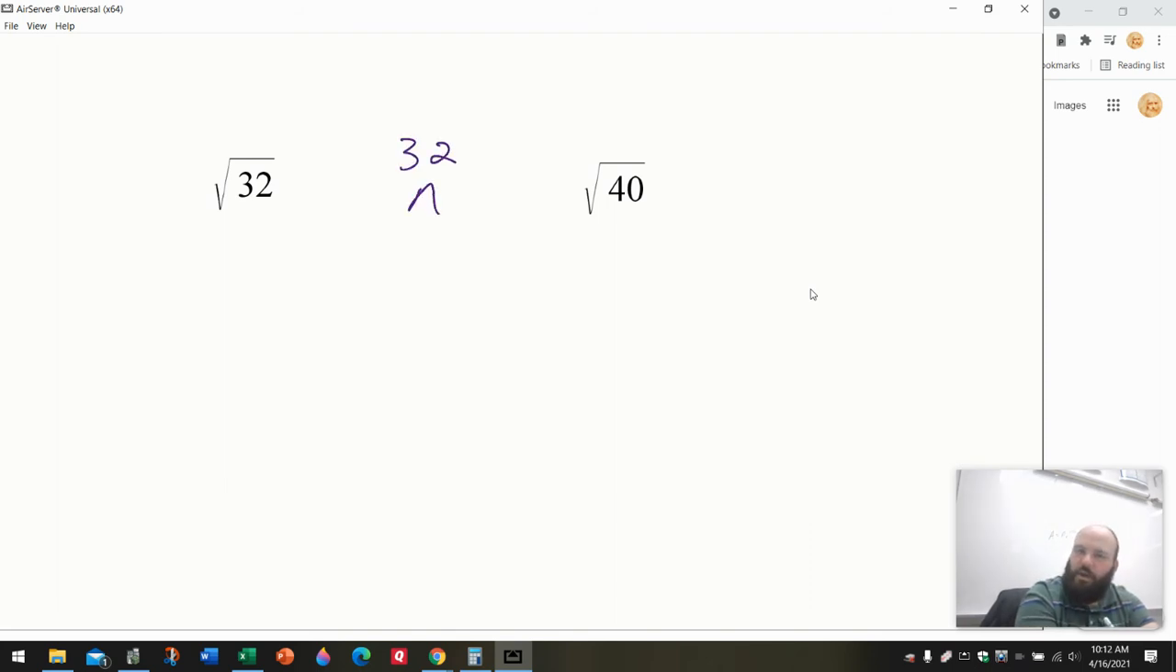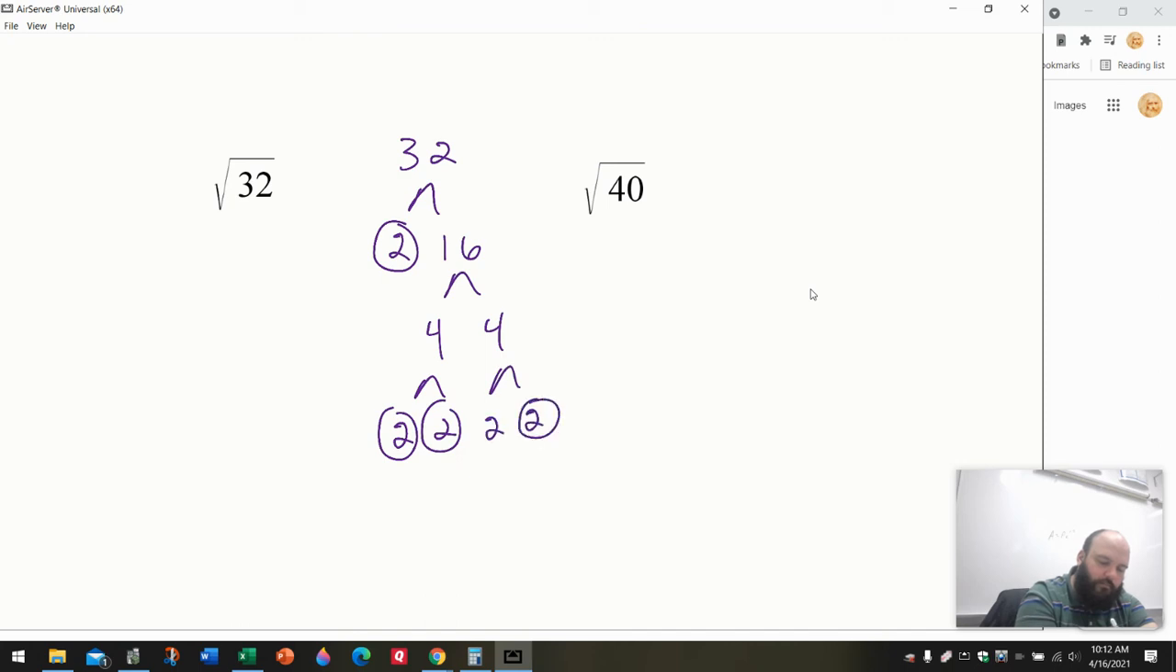32 is even, so we know it is at least divisible by 2, and 32 would be 2 and 16. Now, 2 is prime, so we can circle that. 16 would break up into 4 times 4, and then each of those would break up into 2 times 2. So what you can see now is 32 can be broken up into 2 times 2 times 2 times 2 times 2.